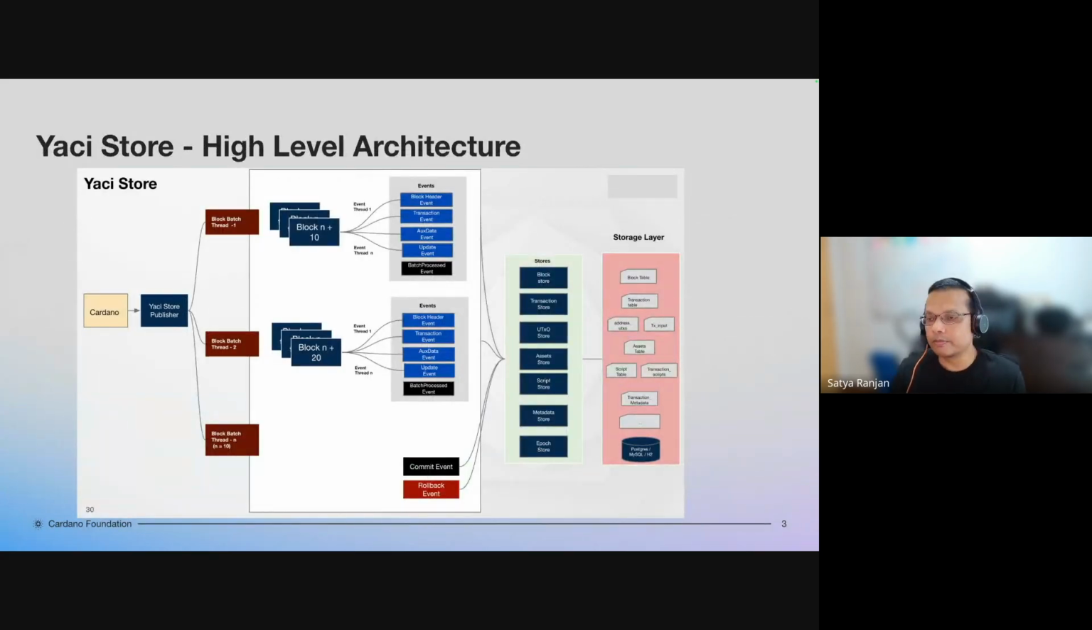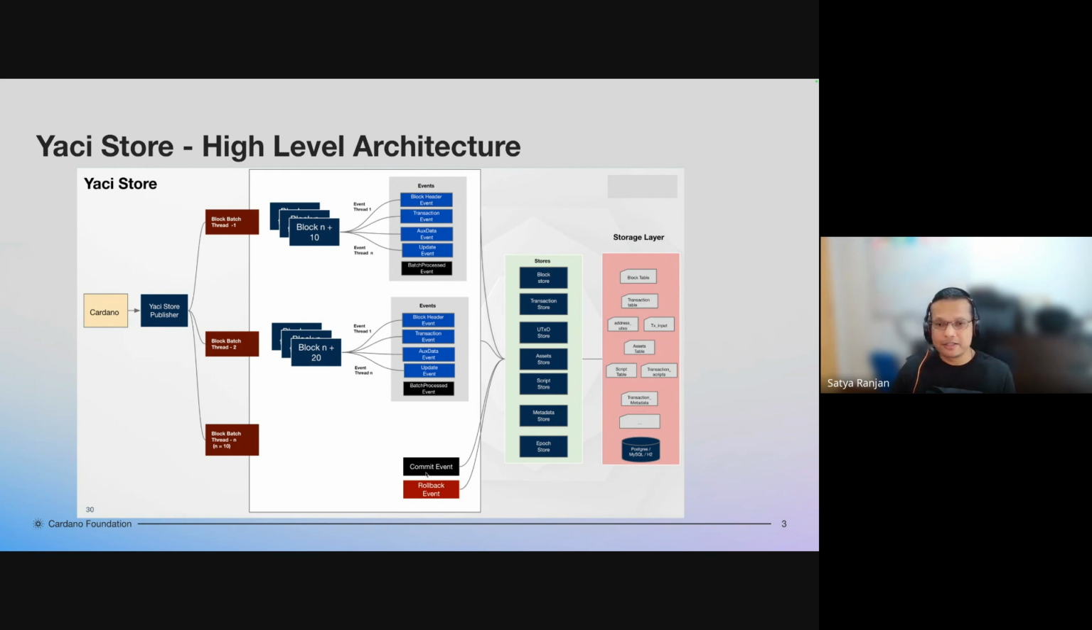Just to give a very high-level architecture or design of Yaci Store, how it works, because this is important when you are writing your own plugin for Yaci Store. We have the Cardano node, and Yaci Store reads data from the Cardano node through Yaci and then starts creating and batching this data in multiple threads. If you see here, there are various events published by the Yaci Store publisher, like block event, transaction event, and all those events are processed in parallel and also inserted into the database in parallel.